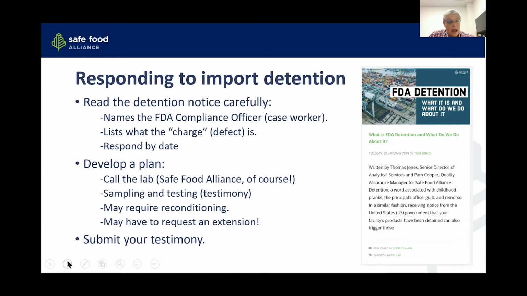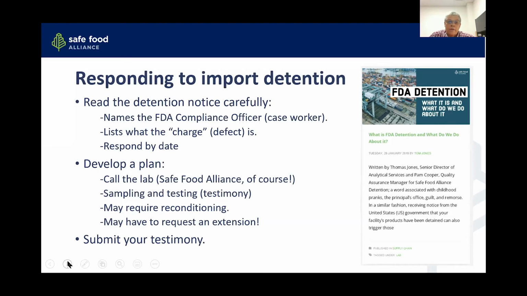So let's say you've had that happen, or you're importing produce from another country and you get into these import detentions. The first thing you want to do is really read that detention notice very carefully. Find out who your compliance officer basically is, your FDA compliance officer. That's essentially your caseworker or the person that you need to connect with. Reach out to that individual immediately and find out everything that you can from them as far as what you need to do. Find out what the charge is, and typically it has a charge or basically a defect that is listed. And you then have to respond by that date to that report.